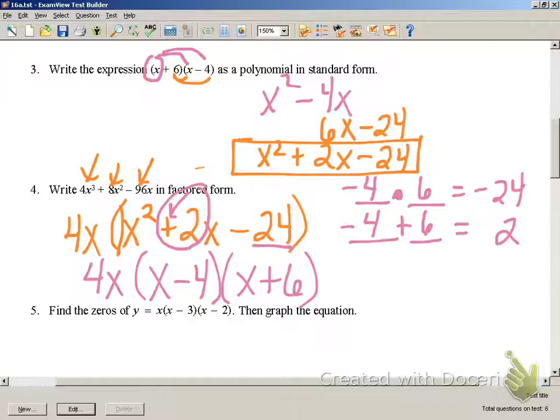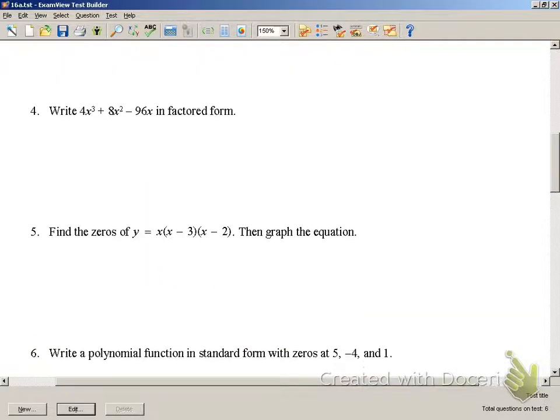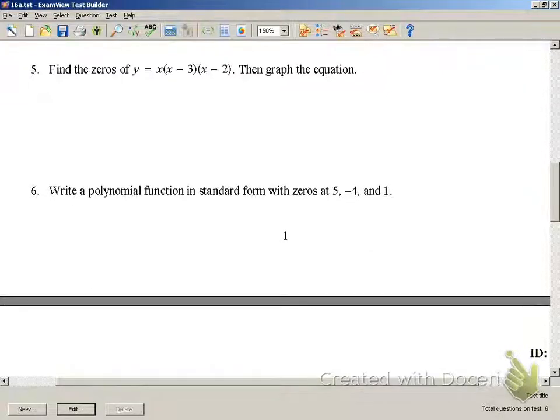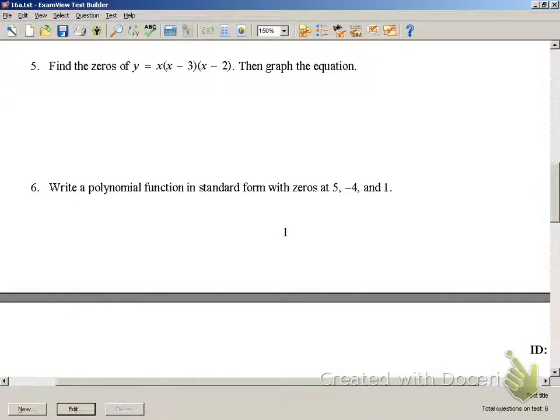Number 5. Here it says find the zeros of y equals x times x minus 3 times x minus 2, then graph. I'm not interested in graphing. I am interested in the zeros right now. So in order to find zeros, this is the zero product property. We factored this out, and now all we have to do is set each factor equal to 0 and solve. So x equals 0, x minus 3 equals 0, x minus 2 equals 0.